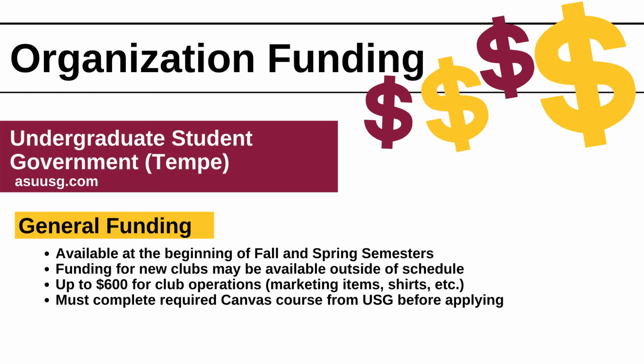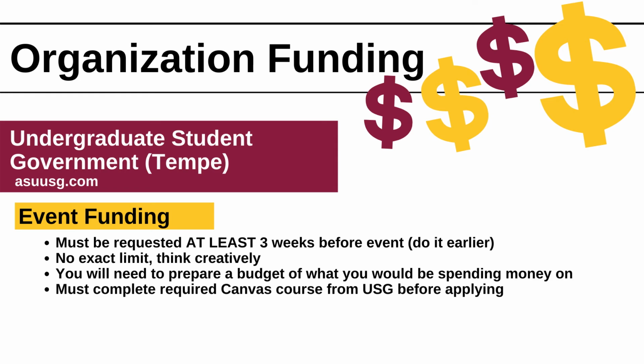General funding covers up to $600 for items you will need to operate your organization for the semester. This could include marketing items, t-shirts, anything your organization would use throughout the semester and not just at one specific event. You will need to complete a separate training offered by USG that's linked on our Canvas before you can apply for funding. USG also offers event funding.